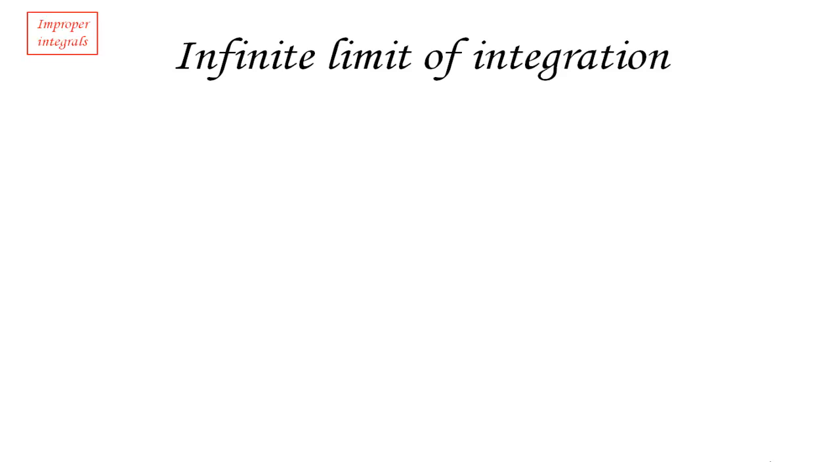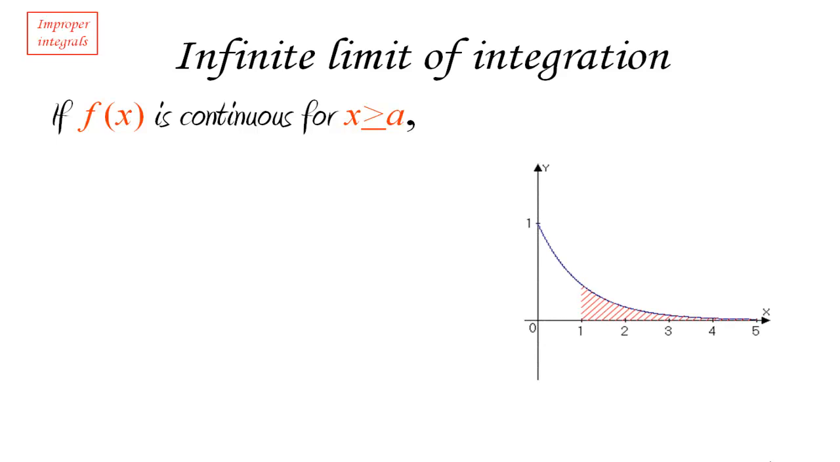What about if one of the limits is infinite? You might say, well, does it even make any sense? Well, let's look at it. So let's say that we have a function that is continuous all the way from a and up. Okay, so something looks like this.